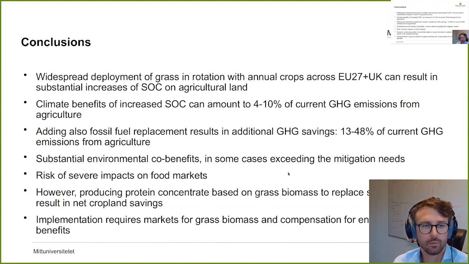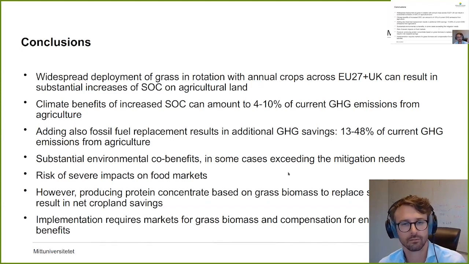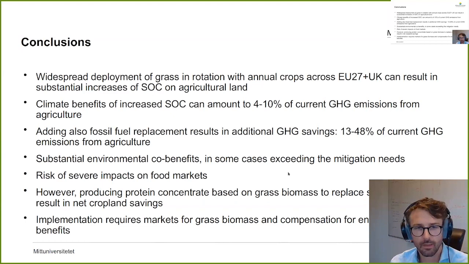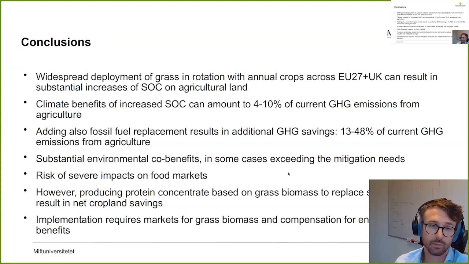There is, however, a risk of severe impacts on food markets with increasing food prices. But if we can utilize the biomass in a clever way and replace soybean, for example, or other types of applications of annual crops, then we can reduce this impact on food markets, and we can even theoretically result in net cropland savings. Implementation requires markets for grass biomass, but also compensation for environmental benefits.